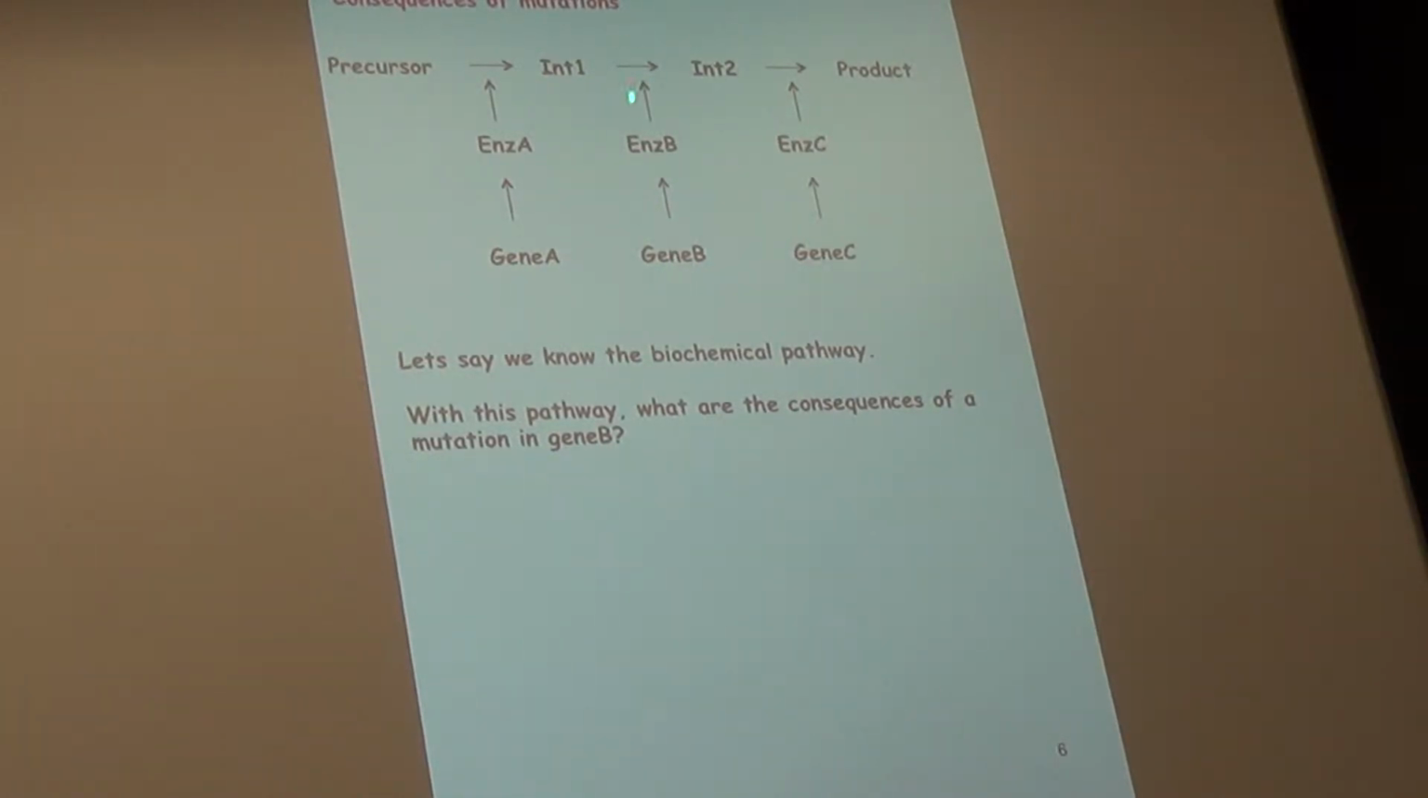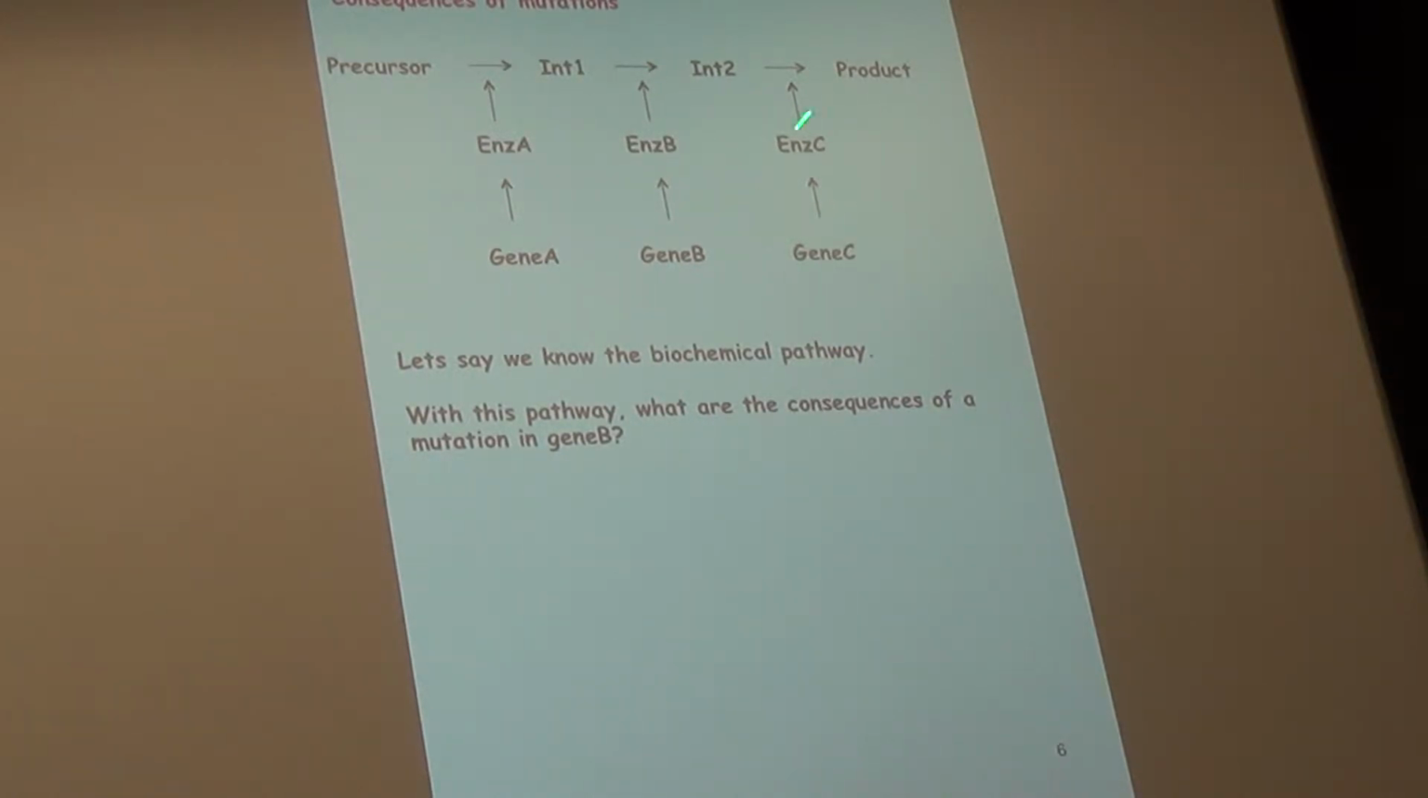We're blocking the step over here. Would we make a product? No. Would we make intermediate 2? No. What about intermediate 1? Yeah. Because the roadblock along this pathway is right here. Because the roadblock is here, you would make intermediate 1, but then you couldn't convert it to intermediate 2.